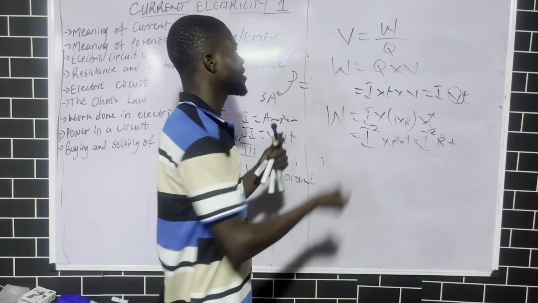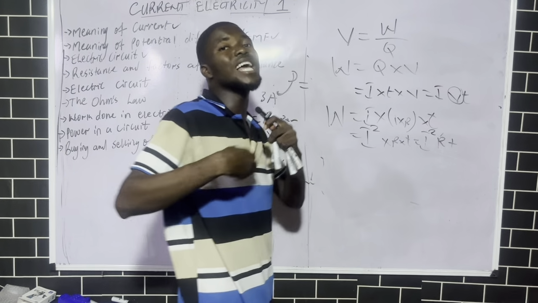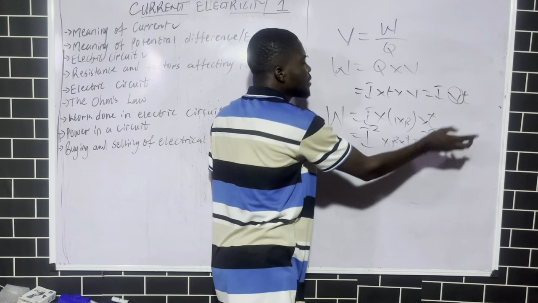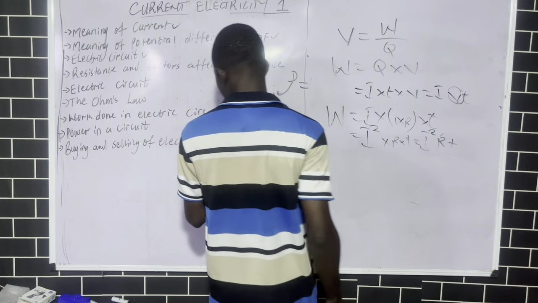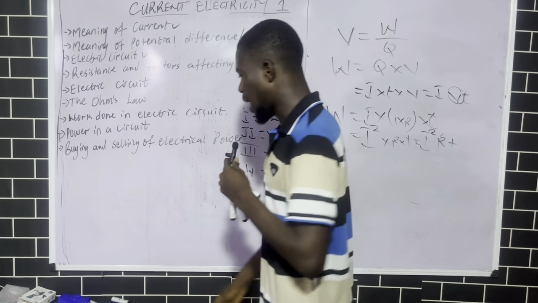If they give you charge and potential, you know this is the formula. So the formula you will use to solve it depends on the parameter given. But these three formulas are the formulas you can use to find work. So I've done this. Let's look at power in the second.